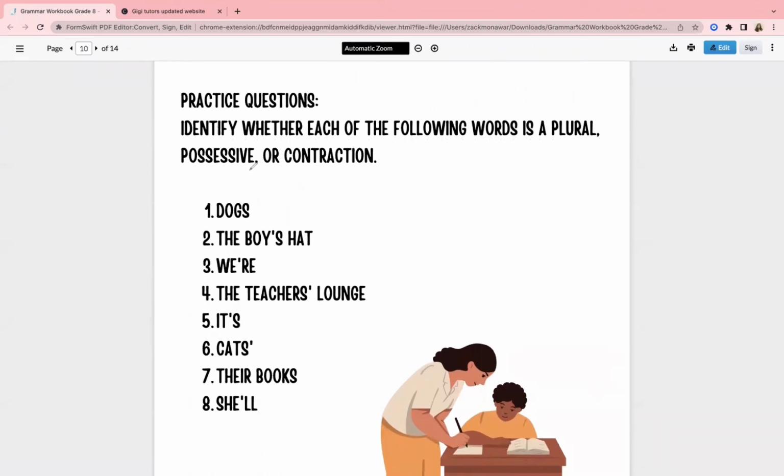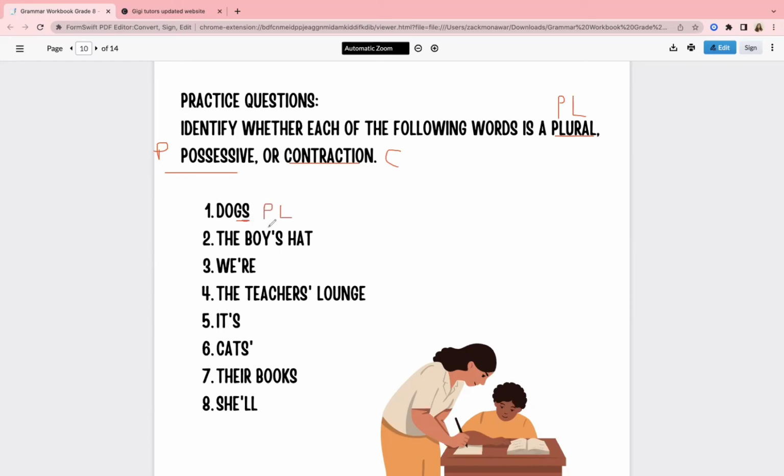Okay, it's practice time. We're going to identify whether each of the following words is plural, possessive, or a contraction. Next to each of our questions, I'm going to use PL for plural, P for possessive, and C for contraction. Okay, so number 1, dogs.